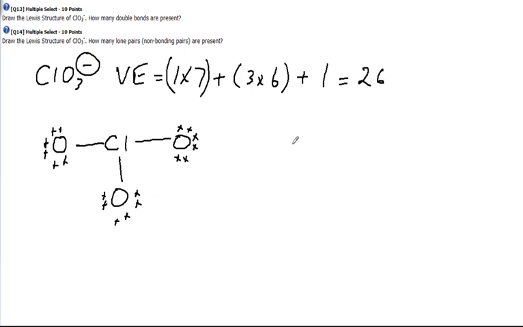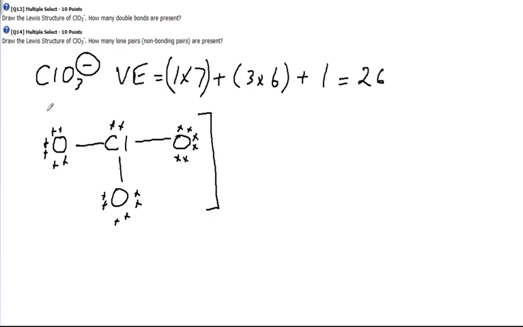Now that means we've still got 2 electrons left over. We can't put them on the outer atoms, and it looks like the inner one still needs to have 8, so we'll put the extra 2 on there. So now you can see that the chlorine here actually is now satisfied. It has 2, 4, 6, 8 electrons, so everything is happy.